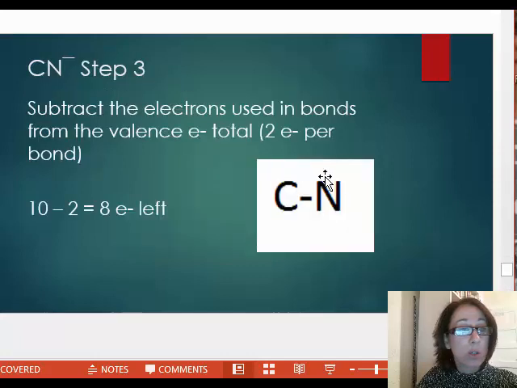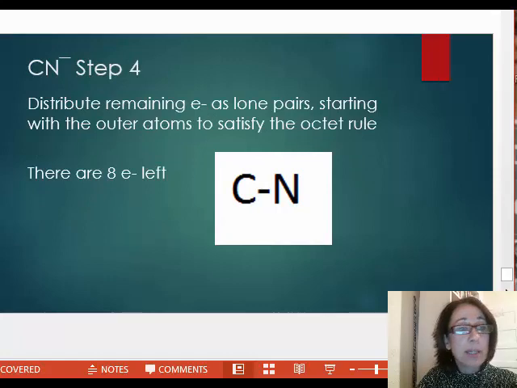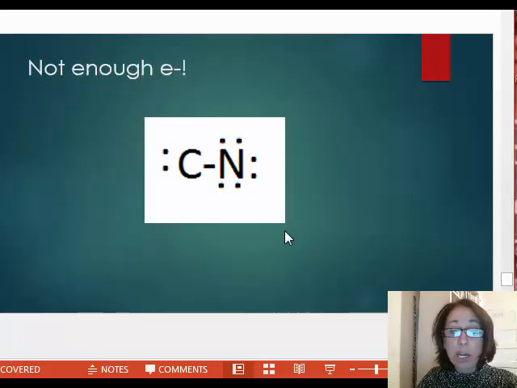When we subtract 2 electrons used in the single bond from the original sum of 10 electrons, we have 8 electrons left. The next step is to distribute these remaining 8 electrons as lone pairs to satisfy the octet rule. I started placing electrons on nitrogen, so nitrogen has 2, 4, 6, 8 electrons. However, carbon only has 2, 4. No matter where I place the lone pairs, there are not enough electrons to satisfy the octet rule for both atoms.